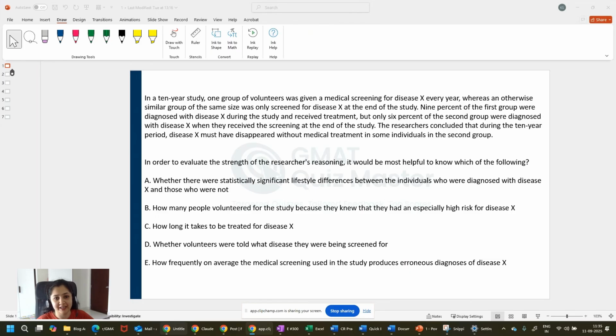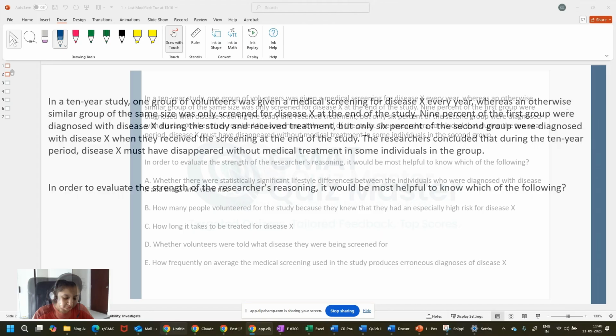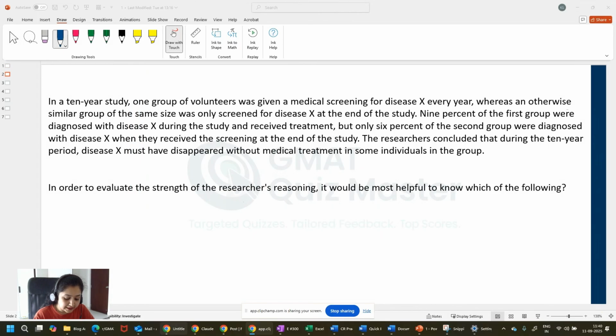Let's solve this evaluate question. In a 10-year study, so we are talking about a 10-year study, one group of volunteers was given a medical screening for disease X every year. So we know about one group of volunteers, most likely there'll be another group as well. So let's first understand this information.